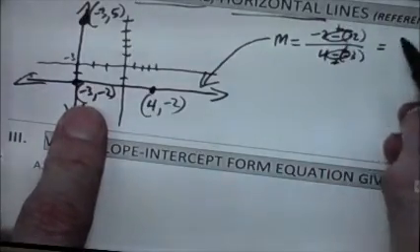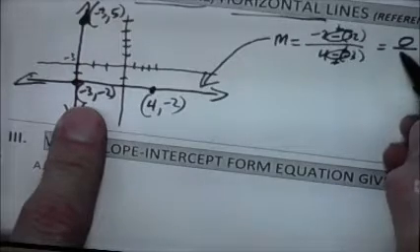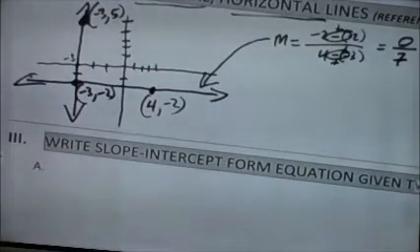So notice I did negative 2 minus a negative 2, or that's going to be plus 2. And I did 4 minus a negative 3, so it's going to be plus 3. So negative 2 plus 2 is 0, and 4 plus 3 is 7. 0 divided by anything is 0.